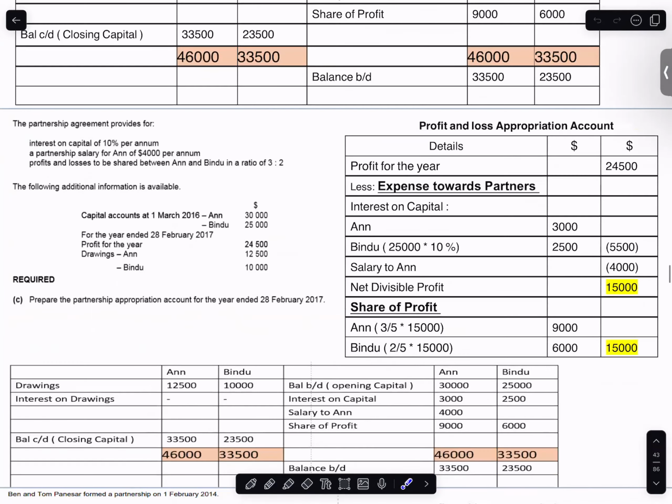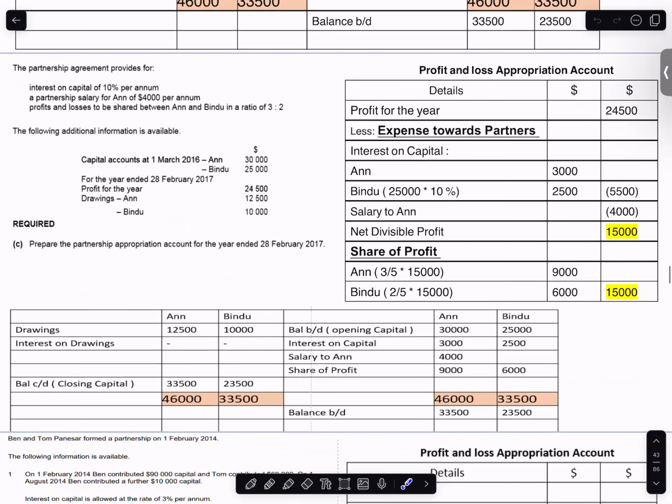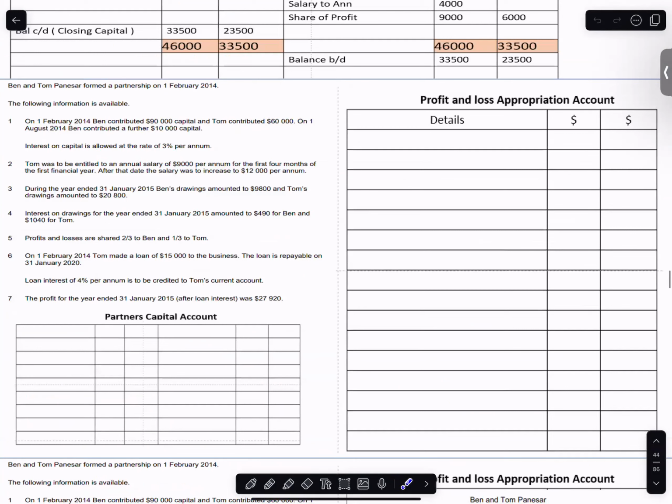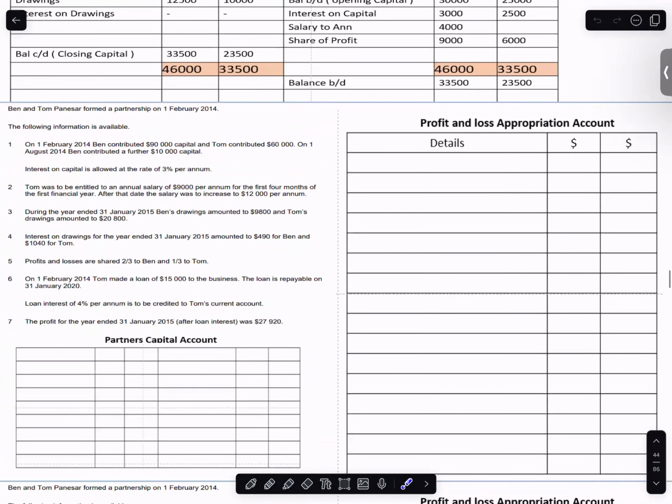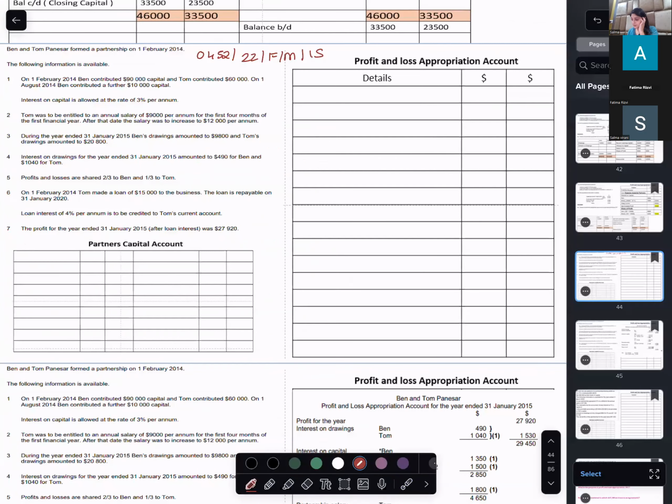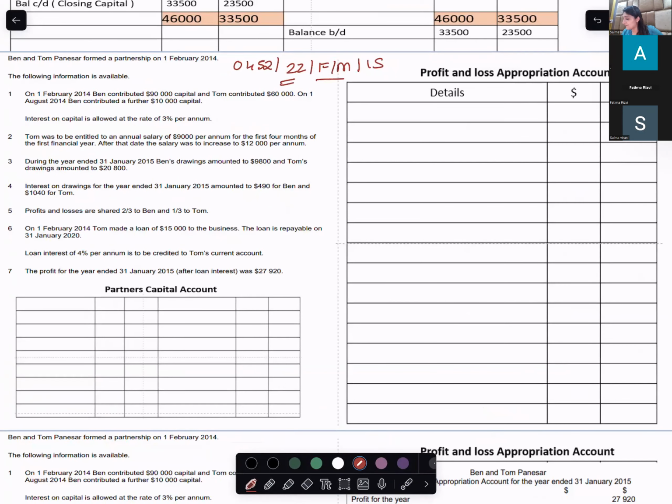This sum is already done, right? Anne and Bindu. Let's do Ben and Tom. Okay, let's do the sum of Ben. This is from paper 22 of Feb March. As you already know the format of the profit and loss appropriation account, you should keep that format in mind whenever you are solving these sums.